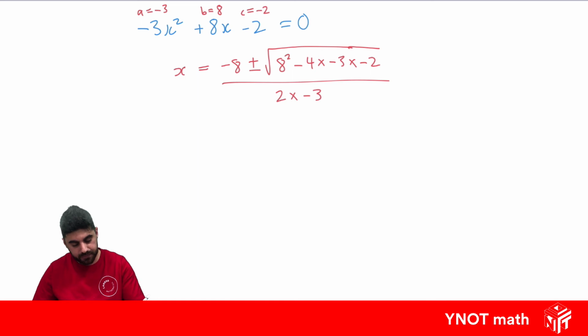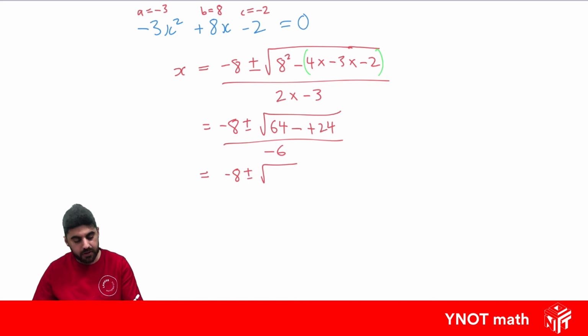So we're going to get minus 8 plus or minus root 8 squared is 64. And again, going to multiply everything here first, then subtract it. So 4 times minus 3 gives us minus 12. Minus 12 times minus 2 gives us plus 24. All over 2 times minus 3 is minus 6. So we have minus 8 plus or minus root. Now 64 minus plus 24 is just going to be 64 minus 24, which is going to give us 40 over minus 6.